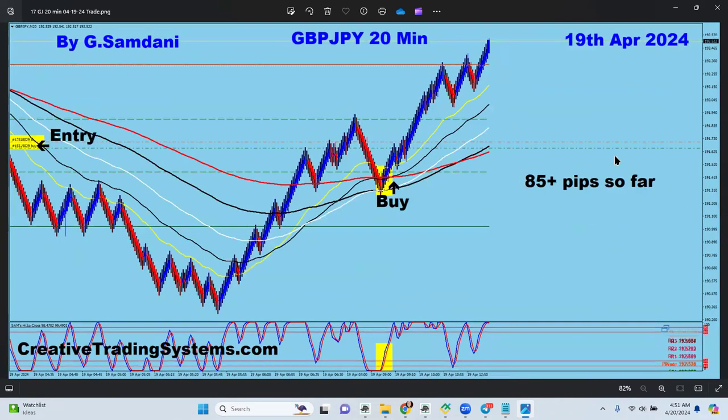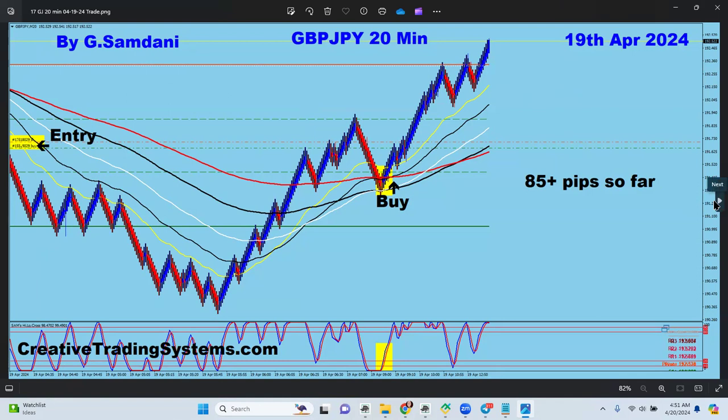Now on the 19th, which is Friday, this is what happened again. Pound Yen from the 20-minute chart, long 85. Pay attention to these on the 19th, what happened today, in yen pairs especially, and I'll show you how easy it is to find these trades.